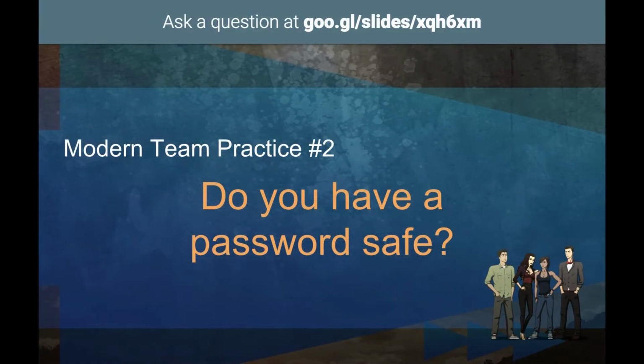Okay, modern team practice number 2. Do you have a password safe? A password safe is a place where your passwords live that is not in your documentation itself. It's its own entity. It's important to keep your passwords safe, but in a modern team environment, we all work on the same systems, and the idea is that you should not use a spreadsheet. You should not use a text file, even if they're password protected.